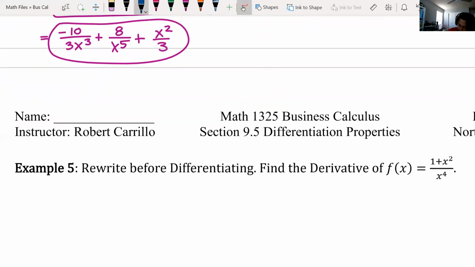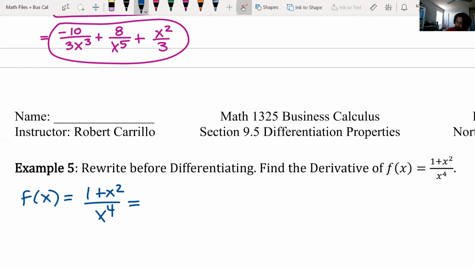So I'll just rewrite the function here. f of x equals 1 plus x squared over x to the 4th. And now we think algebraically. How could we split these up? And we notice that how many terms are in the numerator? 2. Are they over the same denominator? Yeah. That means we can split it into 2 separate fractions.